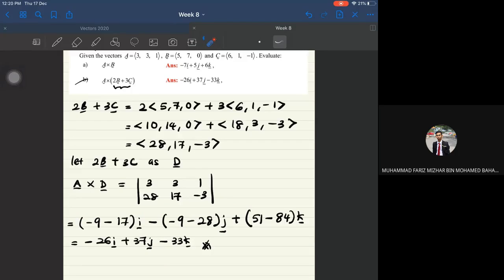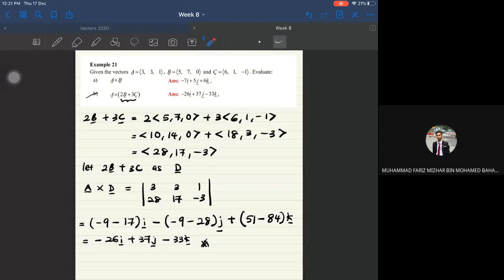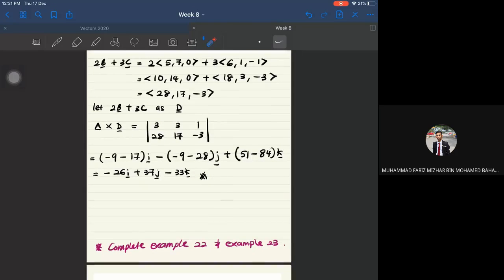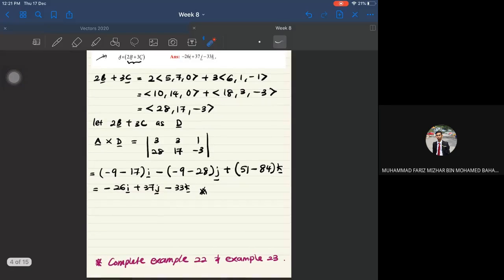And another thing is how you find this determinant. You must multiply this minus this. Some of you did plus here, so that is wrong. Okay. So please complete example 22 and 23. Please finish them, okay? Because I have put the answers there, so you can do this as an exercise.